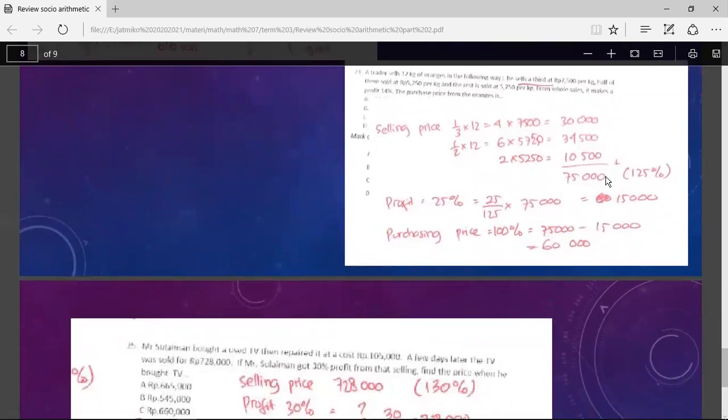We can compare again: 75,000 is 125%, and the profit is 25%. For sure, the profit will be smaller than the selling price. So 25 per 125 times 75,000 is equal to 15,000. And then for the purchasing price, we need to subtract it: 75,000 minus 15,000, that is equal to 60,000.